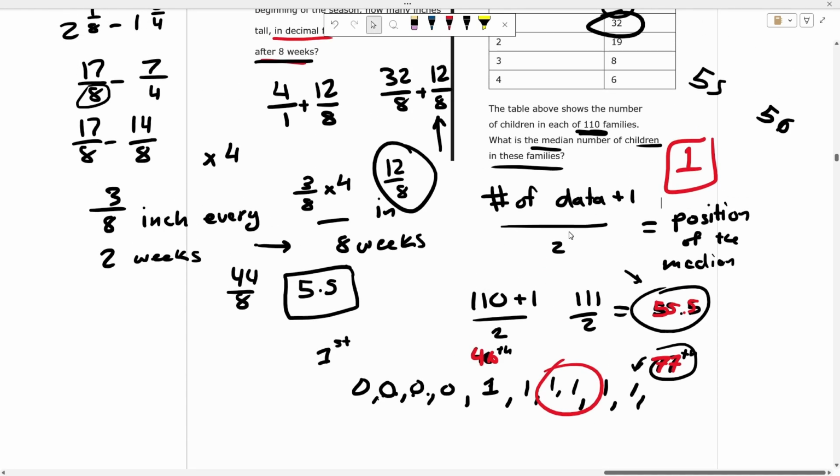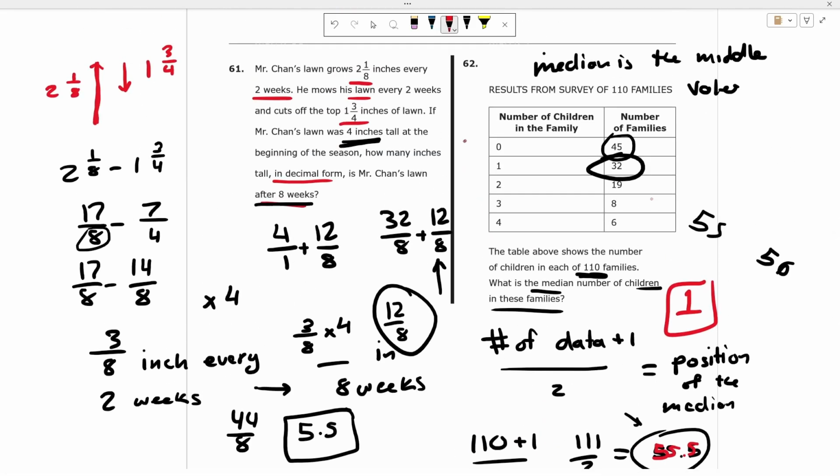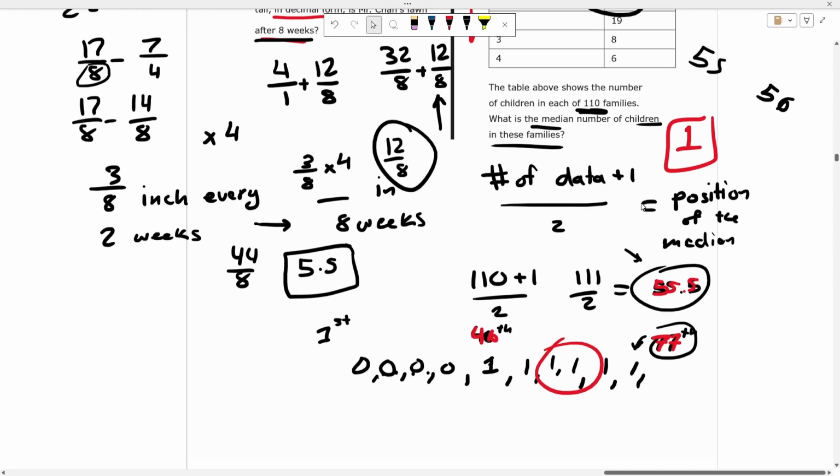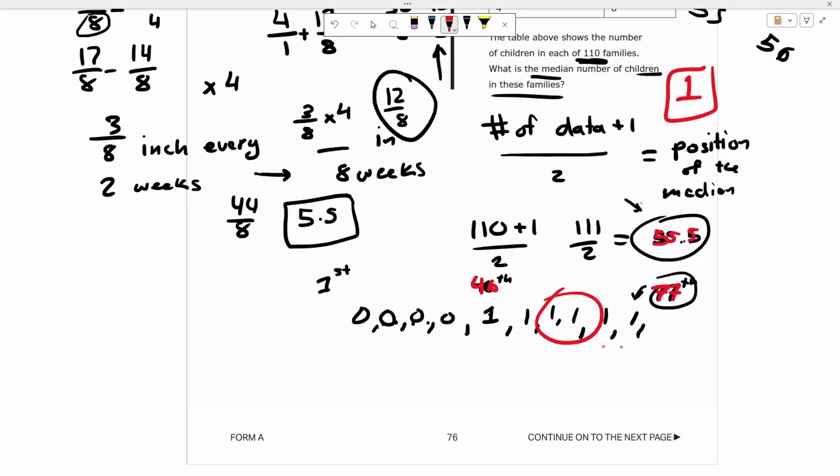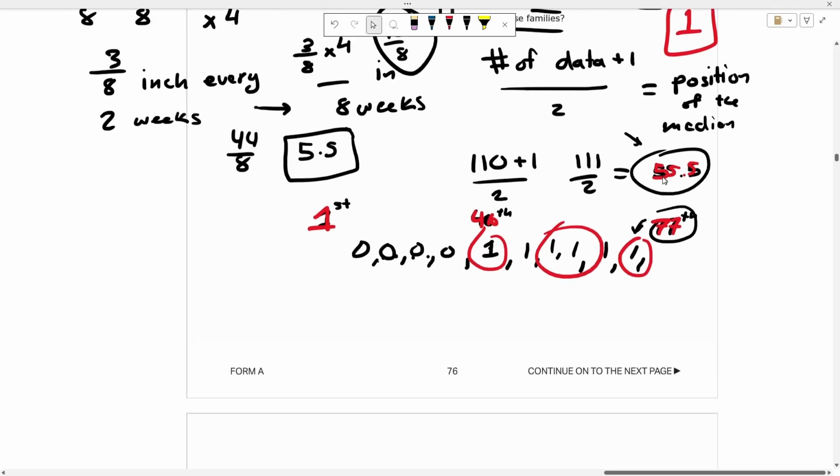Remember this trick, right? You take the number of data, you add 1 to it, and you divide it by 2, and that's going to give you the position of the median. Okay, it's not going to give you the actual median, right? 55.5 isn't even a value on here, but it's going to tell you where it's located. And you have to know that every single one of these points has a location. This is the first one. This is the 46th one, is when you start having 1s, and this is the 77th one, that's the last time you have 1s. 55 falls between those 2 points.